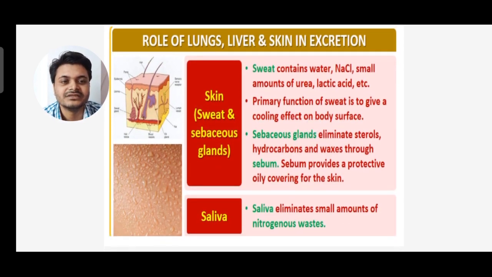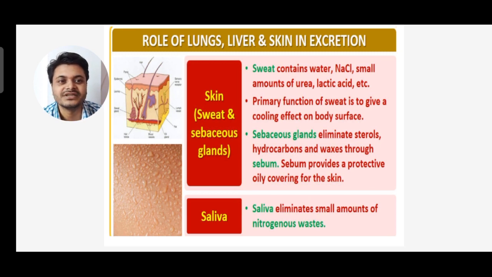Now skin, that is sweat and sebaceous glands. Sweat contains water, NaCl, a small amount of urea, lactic acid, etc. The primary function of sweat is to give a cooling effect on the body. The sebaceous gland eliminates sterols, hydrocarbons, and waxes through sebum. Sebum provides a protective oily covering for the skin.